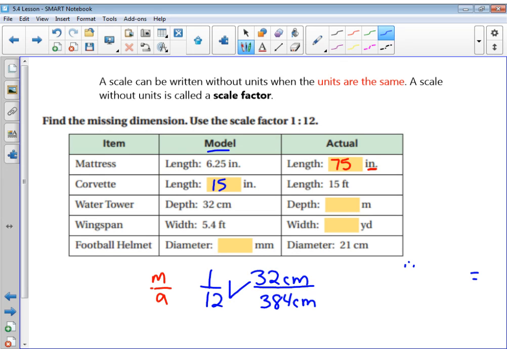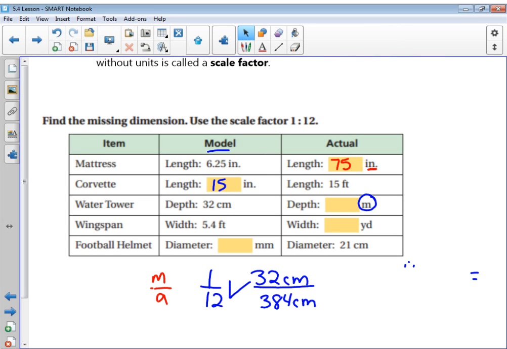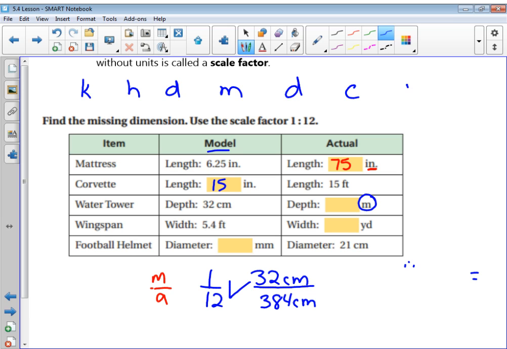Now we have to remember it's asking for the final answer in meters. So this is where we're going to have to go back to remembering that King Henry dies by drinking chocolate milk, or King Henry doesn't usually drink chocolate milk. And then I'll put my M's behind each of these. This is a DKM.